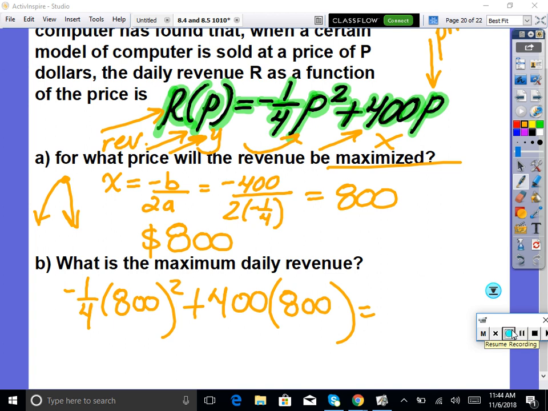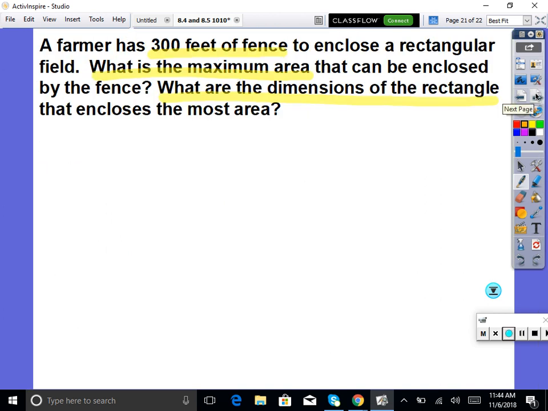160. $160,000. So at $800, they're making a max revenue for that day of $160,000. Okay, awesome. Okay, one more. This one you want to write down, because this one, I'm telling you, you need to know it.